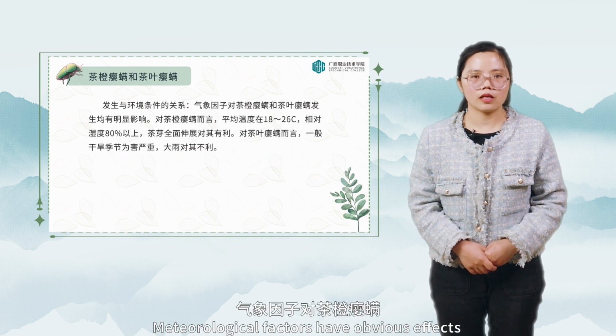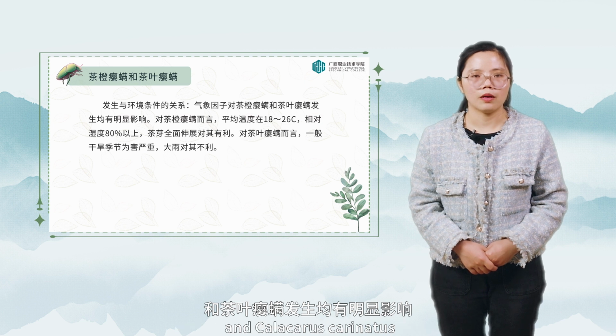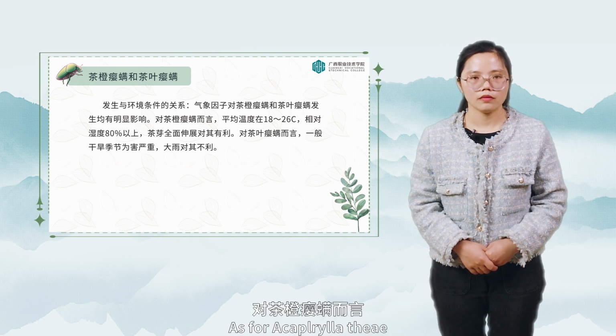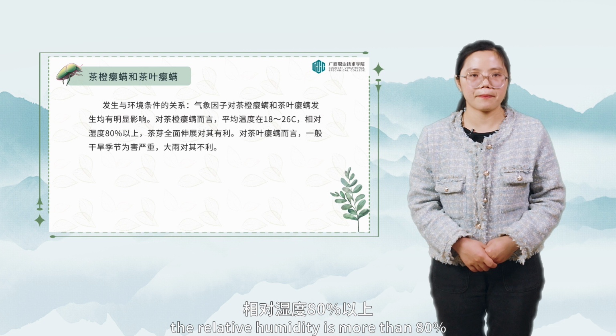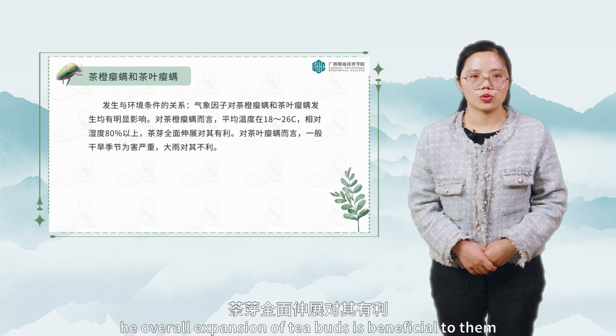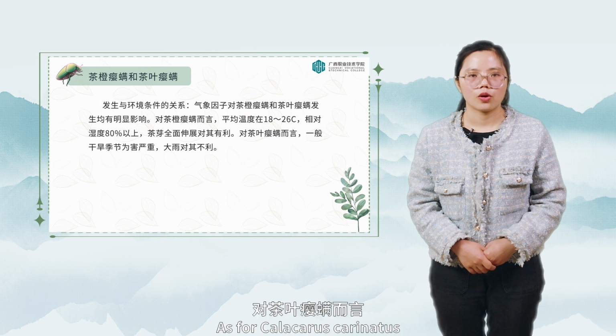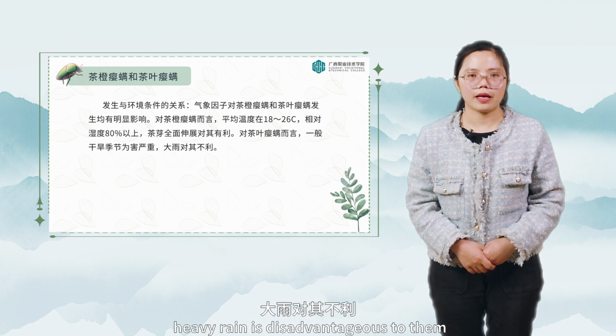Meteorological factors have obvious effects on the occurrence of Acaplerylanthe and Calcareous carinatus. As for Acaplerylanthe, the average temperature is 18 to 26 degrees Celsius. The relative humidity is more than 80%. The overall expansion of the tea buds is beneficial to them. As for Calcareous carinatus, they damage most in the drought season. Heavy rain is disadvantageous to them.